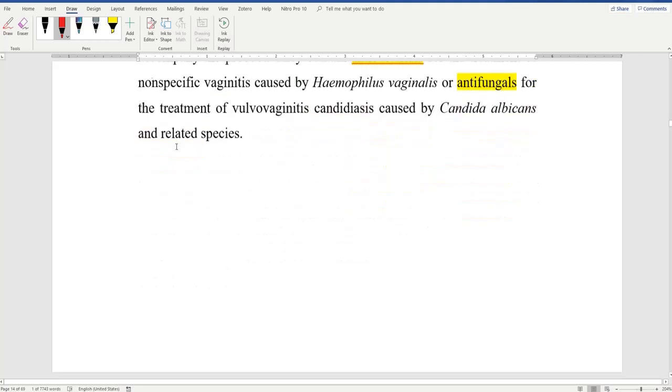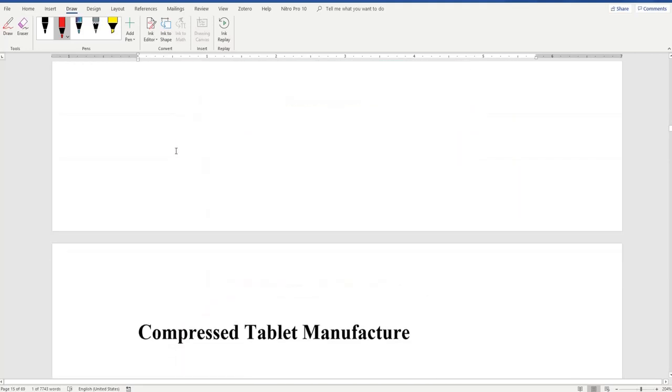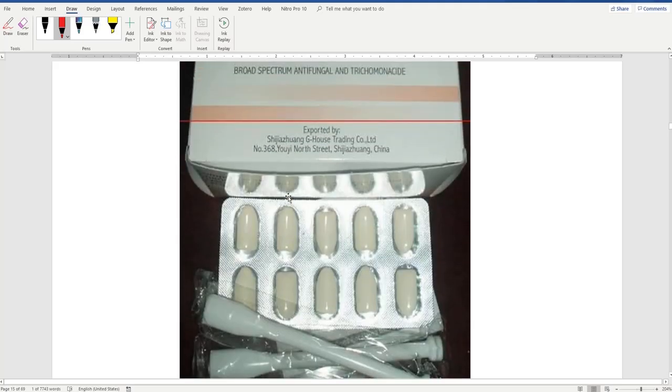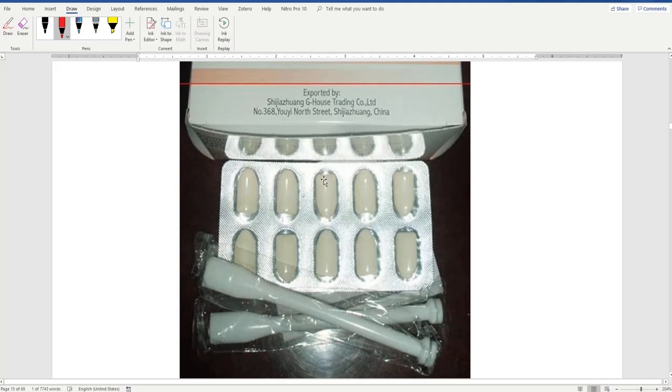Now, the last type of tablets is vaginal tablets. Of course, from the name, it is to be inserted into the vagina. Usually when we say vaginal tablets we mean that it is prepared by compression. So it's not a suppository, it's a tablet, a vaginal tablet prepared by compression. The shape is usually a bullet shape, as you see here, and it is usually accompanied by a plastic applicator. So this vaginal tablet is fitted inside the applicator, and then it's inserted inside the vaginal area.